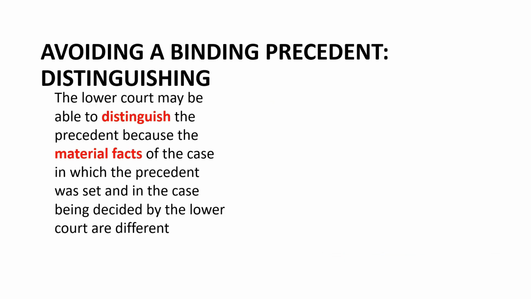The first way in which a court can avoid or get around a precedent that would otherwise be binding on it is if the court can distinguish the precedent on the basis that one or more material facts of the decision in which the precedent was established are not present in the case before the court. As we've seen, the material facts of a case are those facts that are essential to the court's decision in that case. That is, if those facts were not present, then the court would have decided the case in a different way.